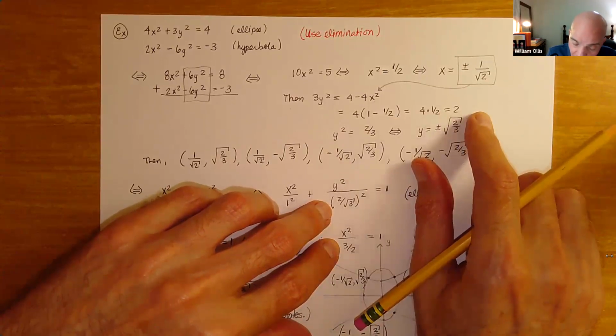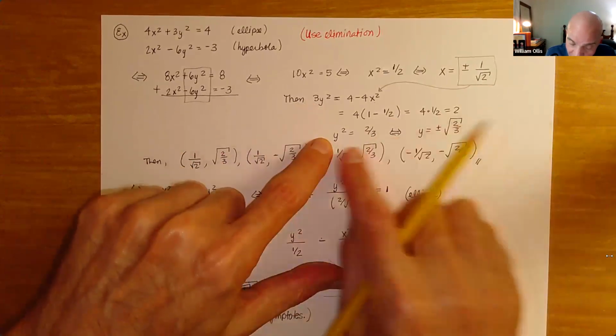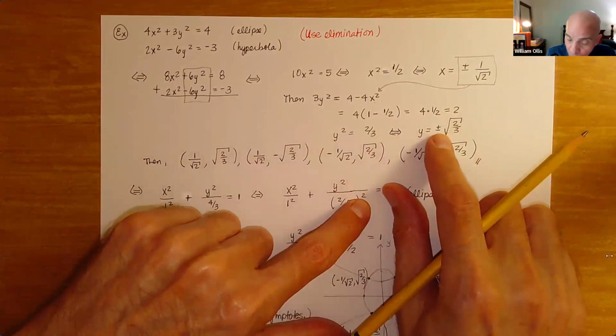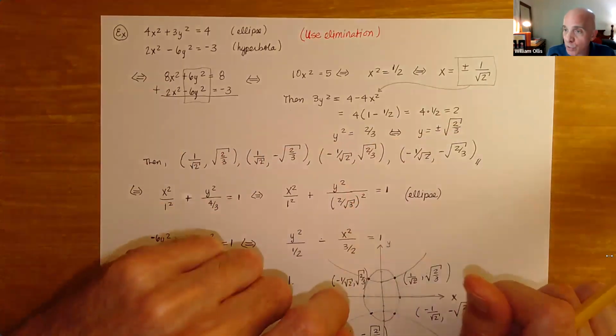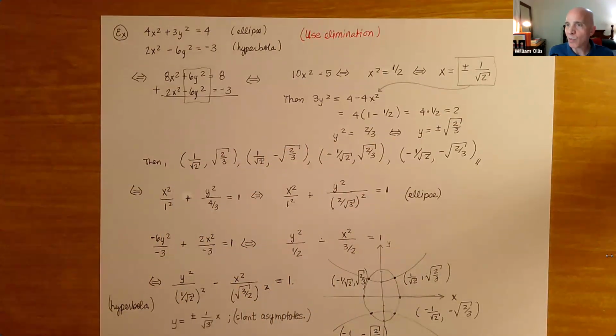Okay. So now at this particular case, 3y squared equals 2. So y squared is equal to 2/3. And therefore y is equal to plus or minus the square root of 2/3. So again, we get 2 for the price of 1. All the terms are squared, so we don't have to do all of that algebra.